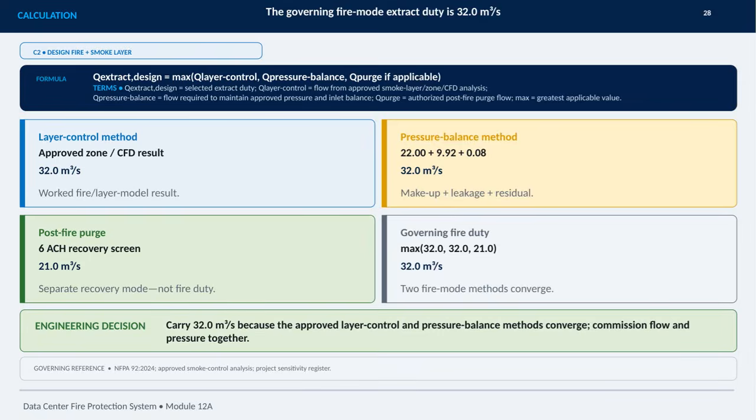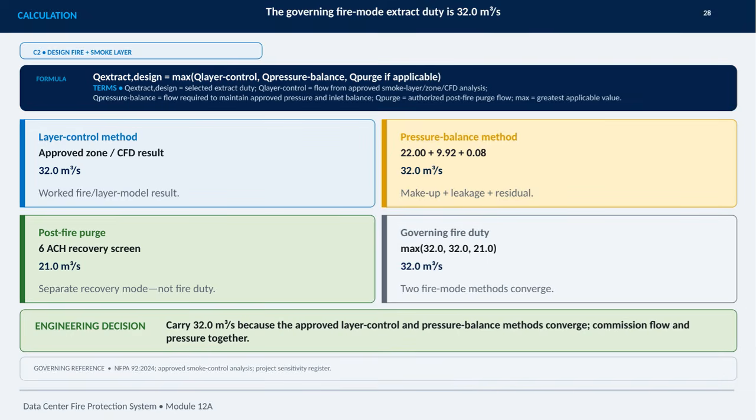This slide establishes the design extract duty for the fire mode. The governing value is 32.0 cubic meters per second, or m³/s. The calculation selects the greatest applicable value from three possible checks: layer control, pressure balance, and post-fire purge, when that purge is applicable. The layer control method, based on the approved zone or CFD result, gives 32.0 cubic meters per second.